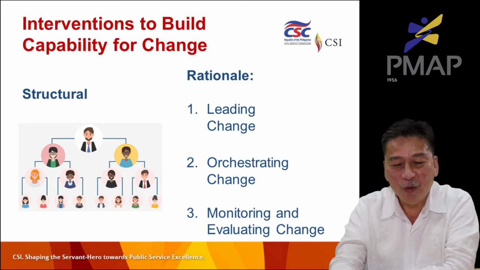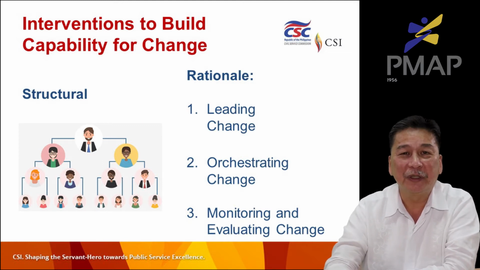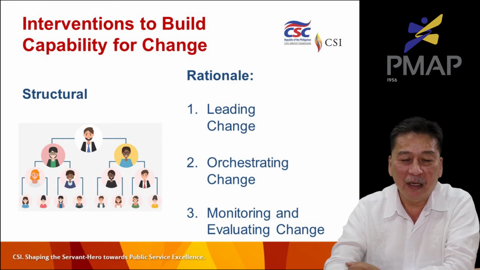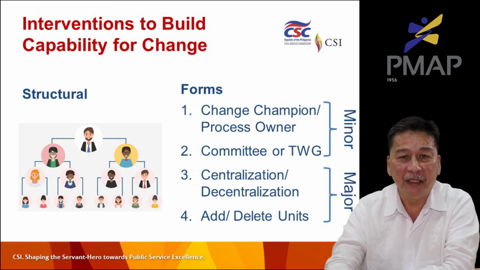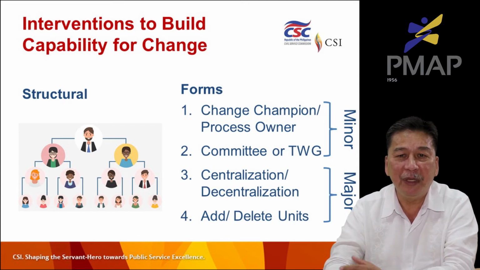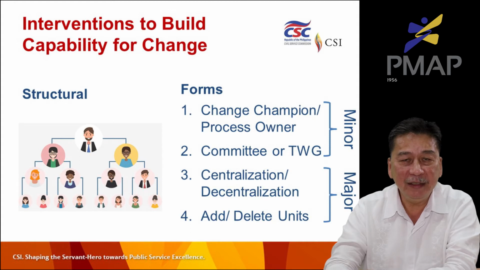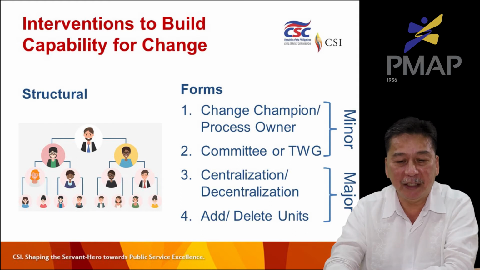Okay, so what are some of the forms that we can use so that we can support structural change? One is identifying a change champion or a process owner. This is an individual vested with the responsibility of installing and ensuring that the change is sustained. And so that person will be responsible for planning and implementing everything that is needed to implement the change.